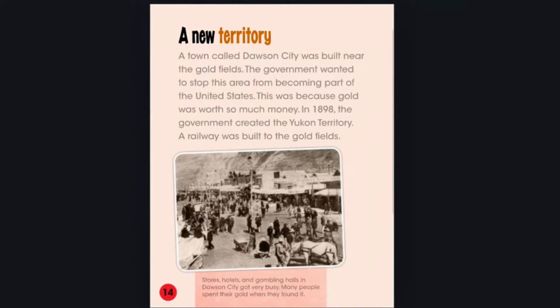A new territory. A town called Dawson City was built near the gold fields. The government wanted to stop this area from becoming part of the United States. This was because gold was worth so much money. In 1898, the government created the Yukon Territory. A railway was built to the gold fields. Stores, hotels, and gambling halls in Dawson City got very busy. Many people spent their gold when they found it.